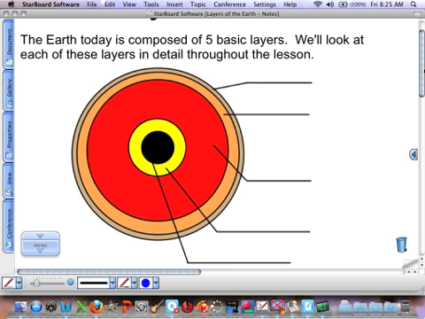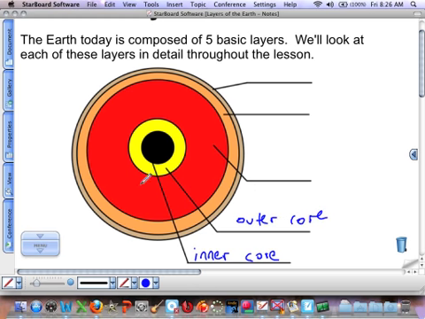Let me put it this way: the yellow and the dot are all the core. So the dot would be the inner core. What is the yellow region? Outer core.